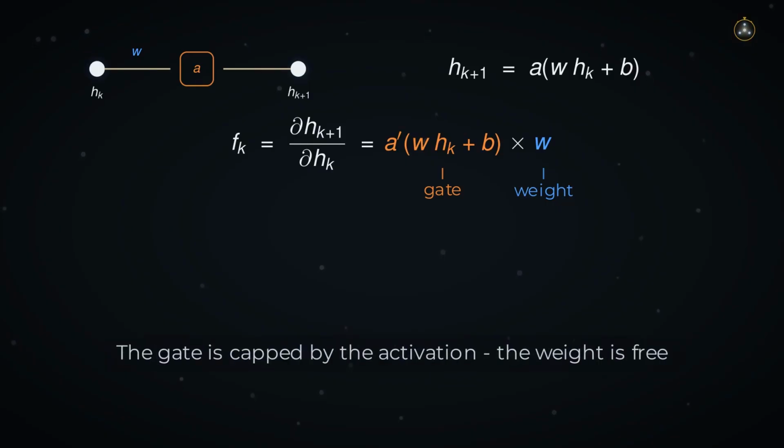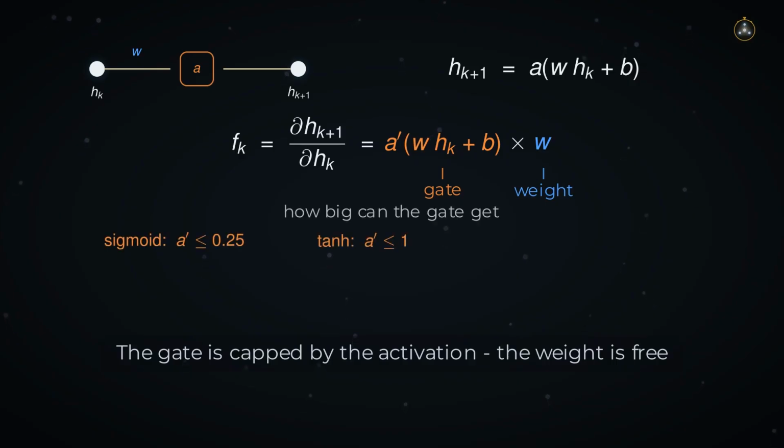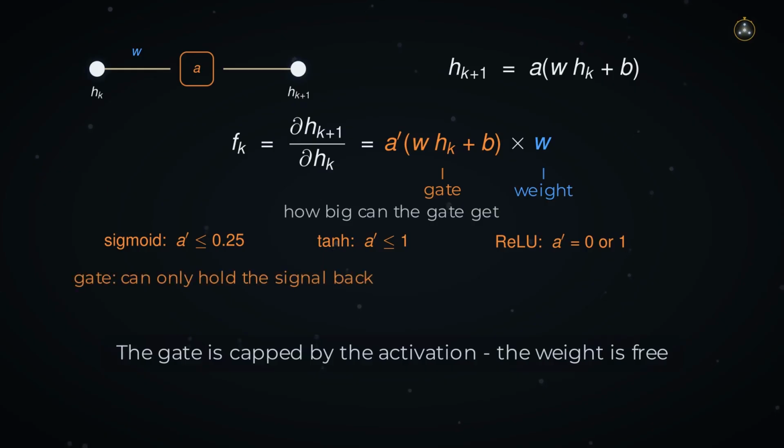Now the 2 pieces behave very differently. The gate is the activation slope, and every activation caps it. For the sigmoid, it never passes a quarter. For tanh, it tops out at 1. For ReLU, it is exactly 0 or 1. So the gate can only hold the signal back. The weight is ours to choose, any size at all. To keep the product near 1, we work on both.